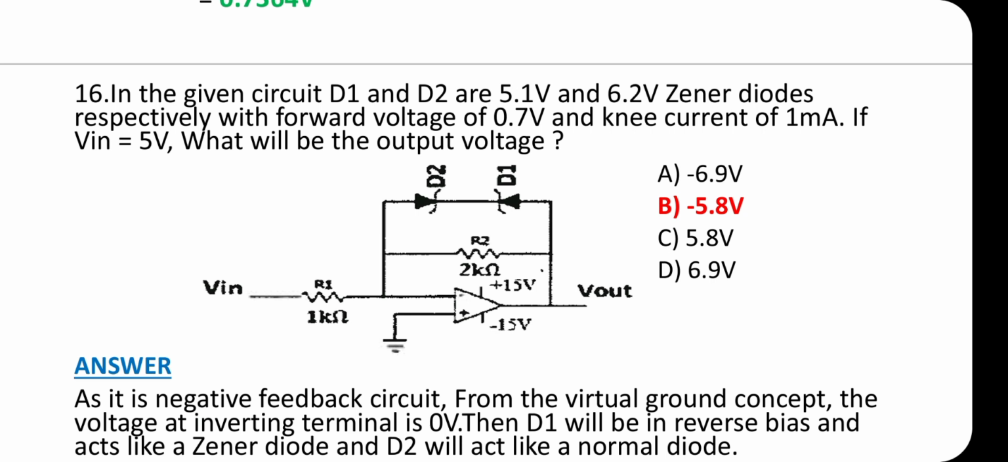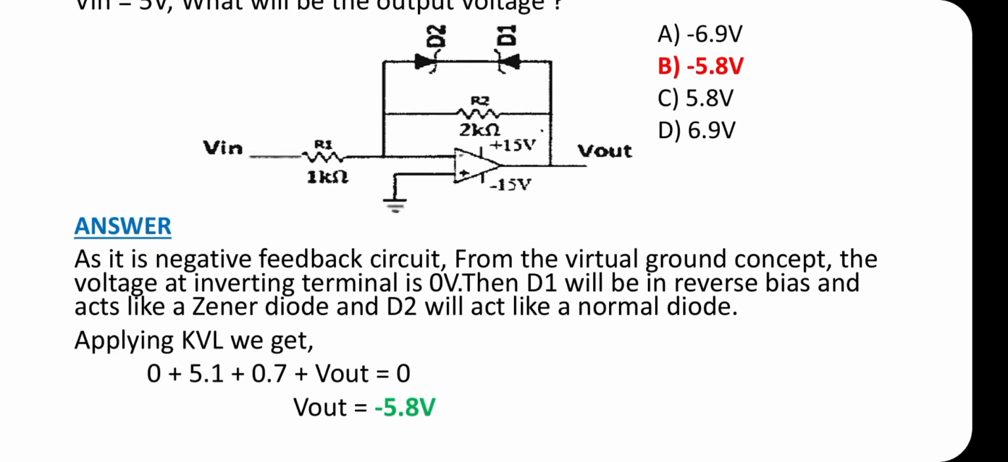From the circuit, we can understand the virtual ground concept. From the virtual ground concept, at the inverting terminal the voltage is 0 volt. The Vin is applied at the inverting terminal, so the circuit is an inverting amplifier. So V output is a negative value, and at the anode of D1 we get a negative value, and at the cathode we get 0 volt. Therefore D1 is reverse biased and acts like a Zener diode, and D2 will act like a normal diode.